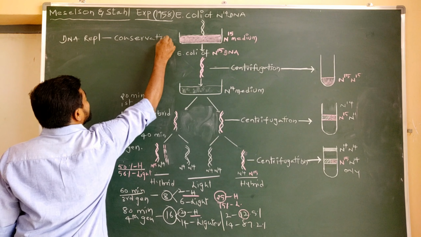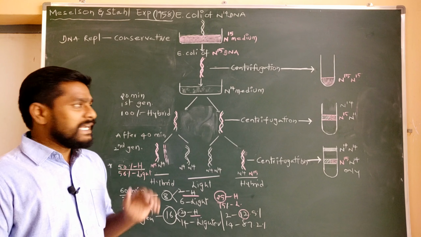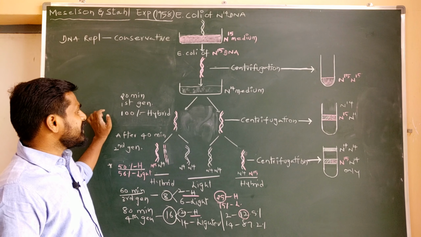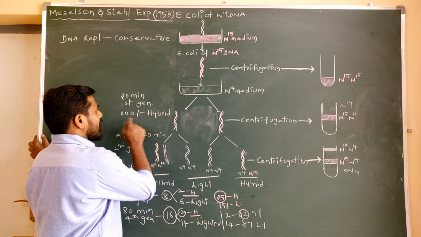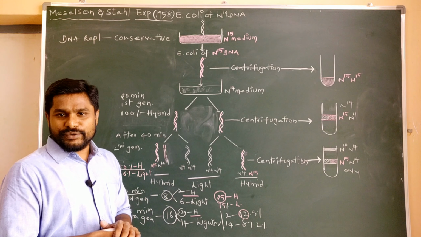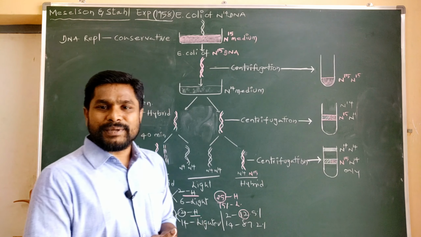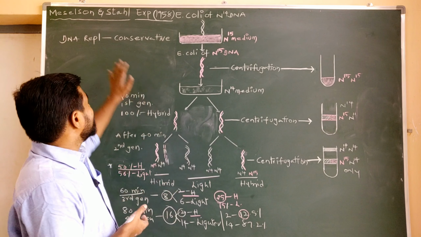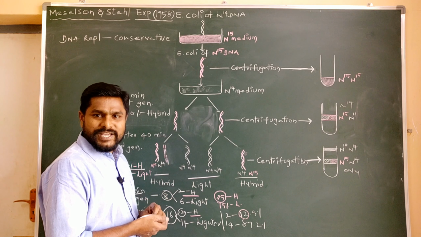what type of result could Meselson and Stahl get in their experiment? Let us see that. If you observe the first generation of Meselson and Stahl's experiment, DNA being semi-conservative, we got 100% hybrid E. coli cells having hybrid DNA molecules. So the result of centrifugation is a middle band representing these hybrid DNAs of two E. coli cells.